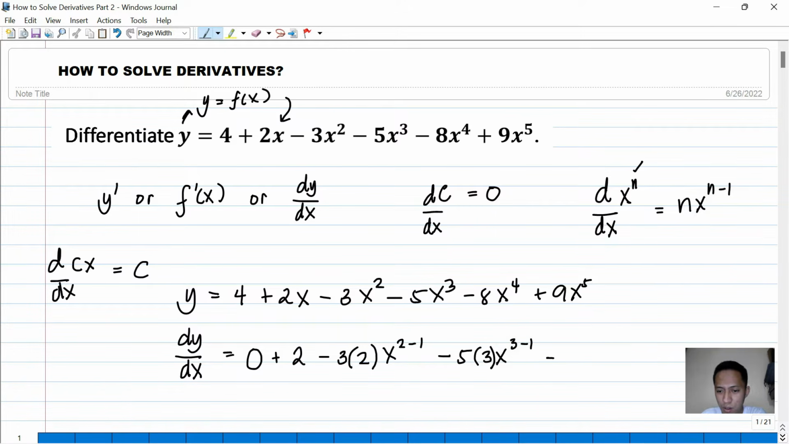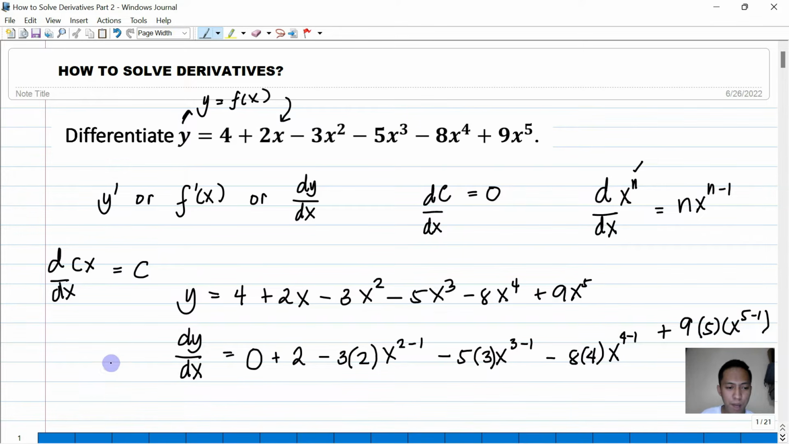So ito guys, magiging minus 8 times, we have here yung 4, we bring down that. Okay, 4 times. We have here x raised to 4 minus 1. And we have here plus, okay, so itaas natin guys, tumama sa camera ko. So you have here plus 9 times, we have here, eto 5, i-bring down mo lang siya. Then you subtract 1 to the exponent. So that is 5 minus 1. So ayun guys. So the next step is to simplify this.